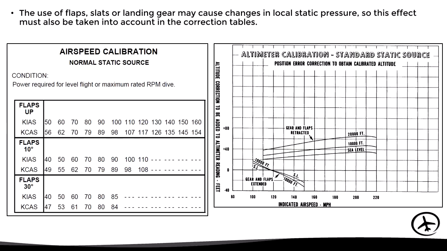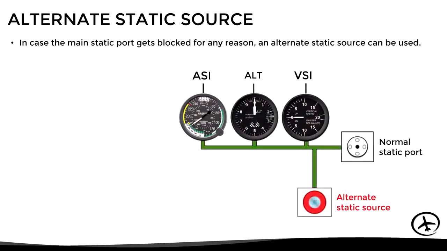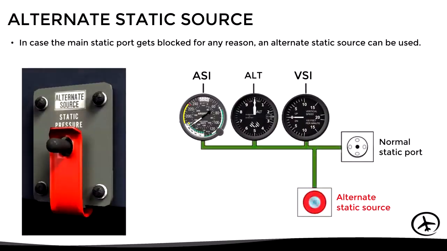In this case we have a correction table for the airspeed indicator and other for the altimeter. Since, as we will remember, the static port provides information to the three instruments. Now, as we will remember, the Pitot tube had a heating system that prevented it from being blocked by ice, so the question now is, what happens if the static port gets blocked? Well, for this case, we have an alternate static source, which is basically an additional static port that is connected to the system and can be activated by means of a switch in the cockpit.